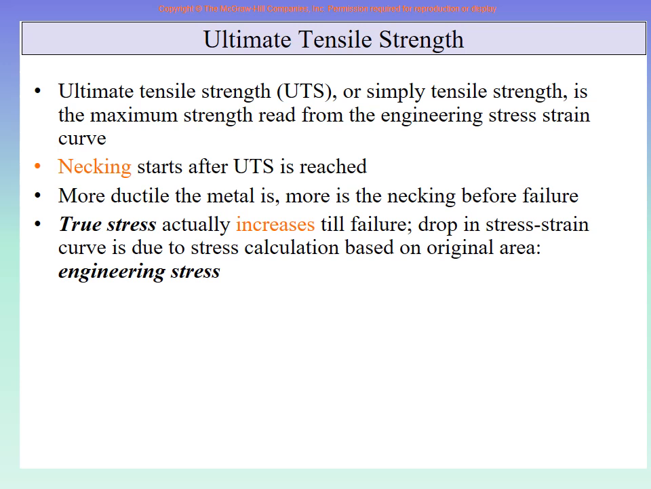It can be called ultimate strength only, it can be called tensile strength only. So the full name is UTS, ultimate tensile strength, or just tensile strength, or just ultimate strength. That is all the same. You see the words necking there, and true stress and engineering stress, we will explain it when we show you the diagram.